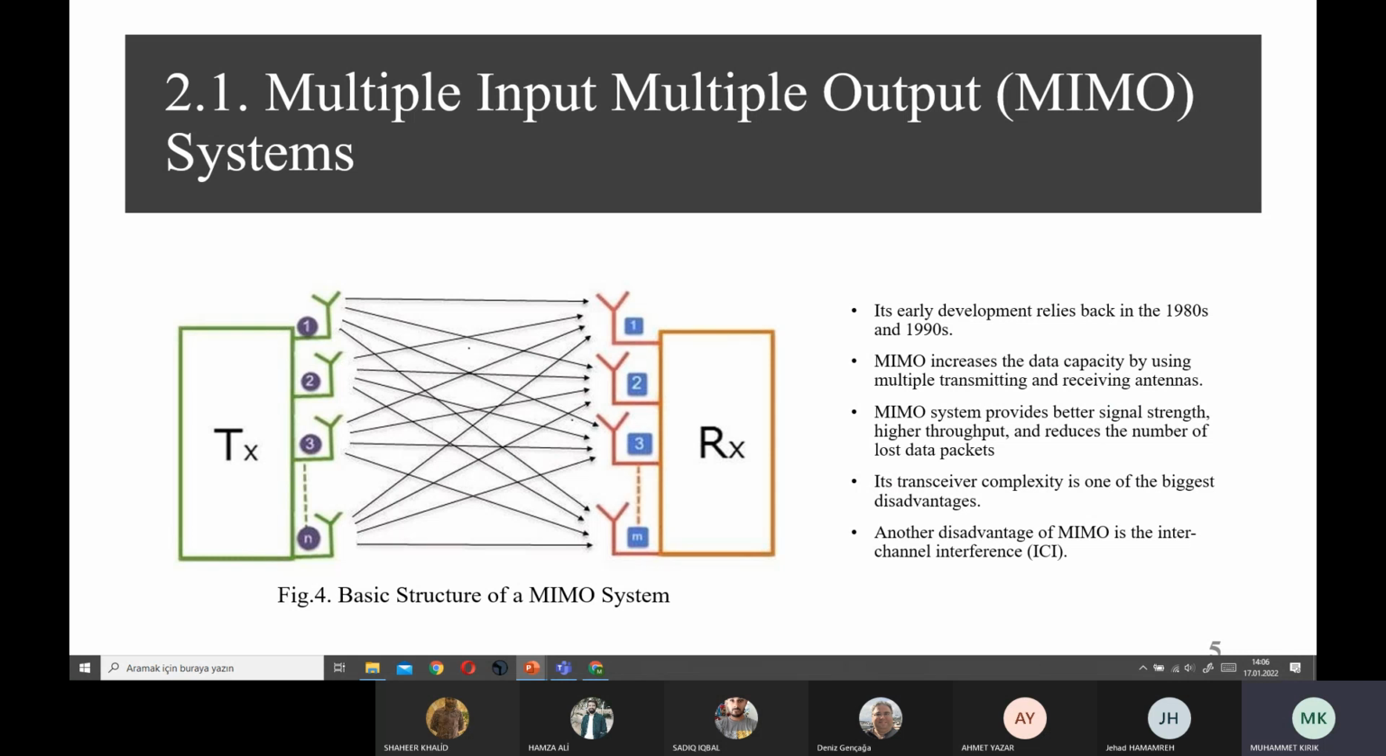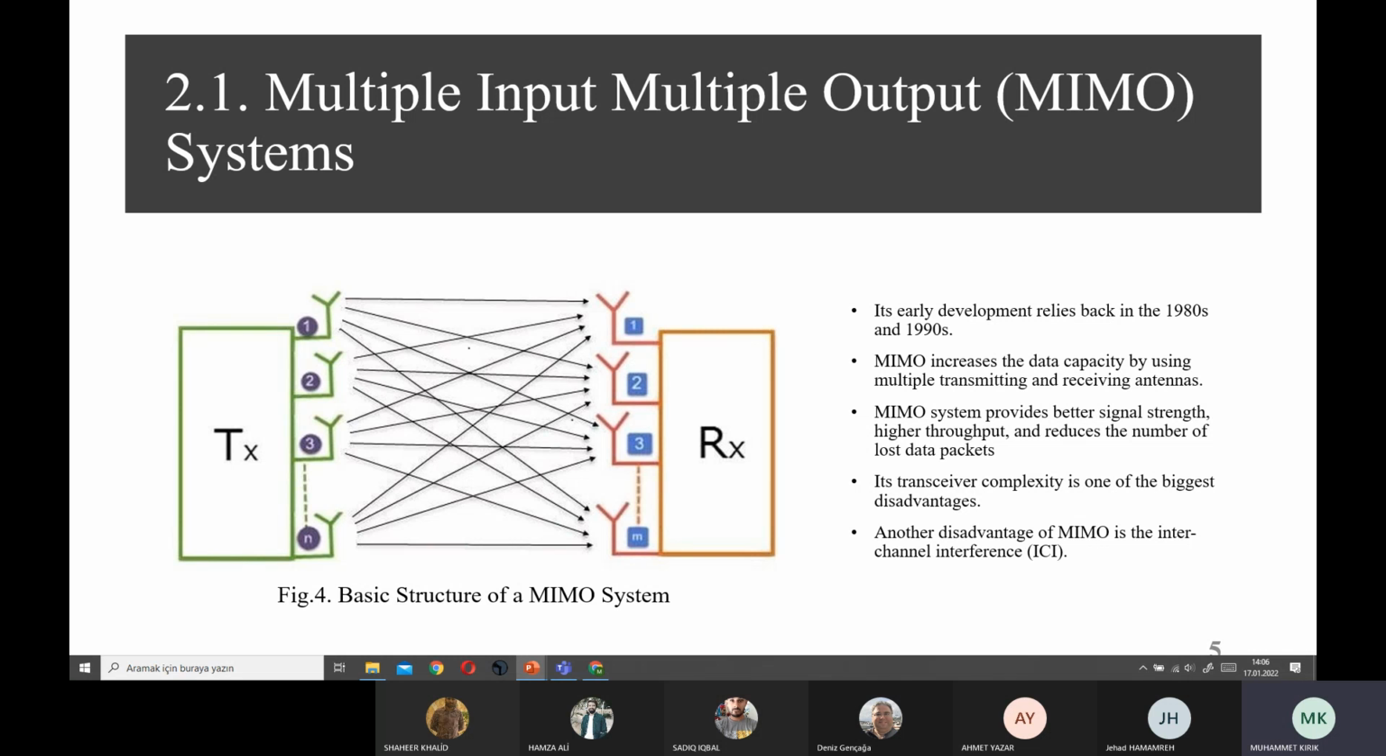The multiple data streams also reduce the number of lost data packages, which also results in better data quality. But with all of these advantages, MIMO also brings some problems. The main problem of MIMO that we have to overcome is the transmitter complexity, because when we are using multiple antenna elements at both the transmission and reception sides, if we consider these antennas to be resolved one by one when we receive the data, this increases the complexity of the receiver.